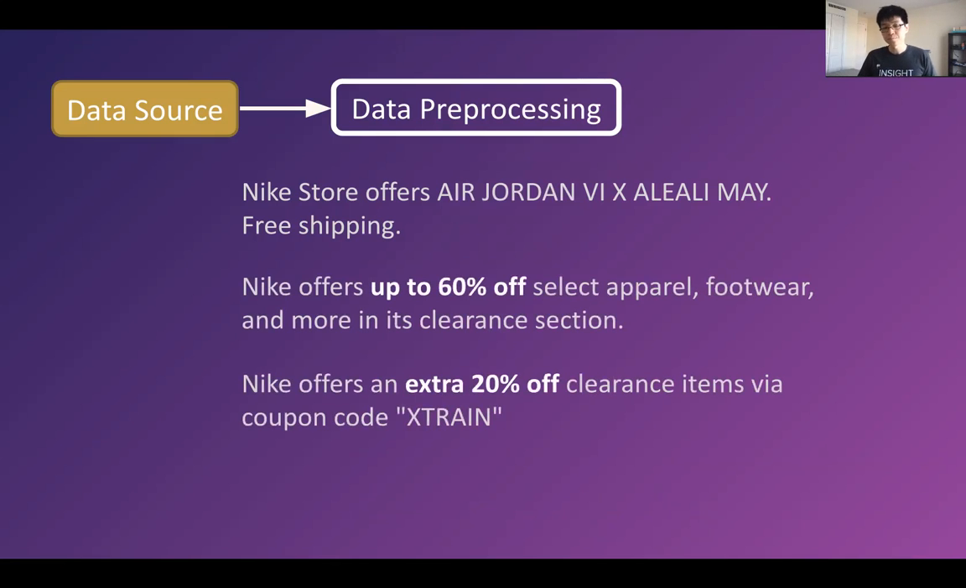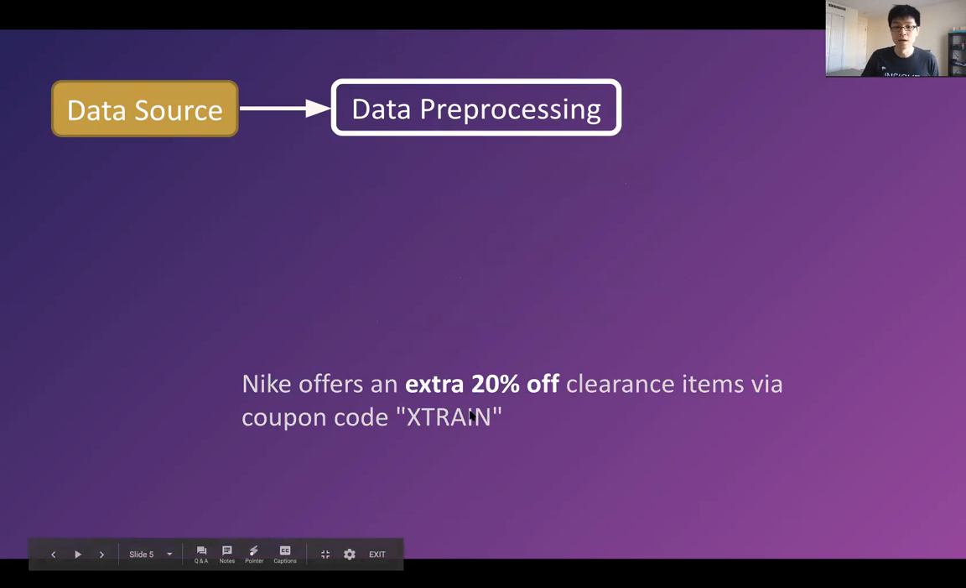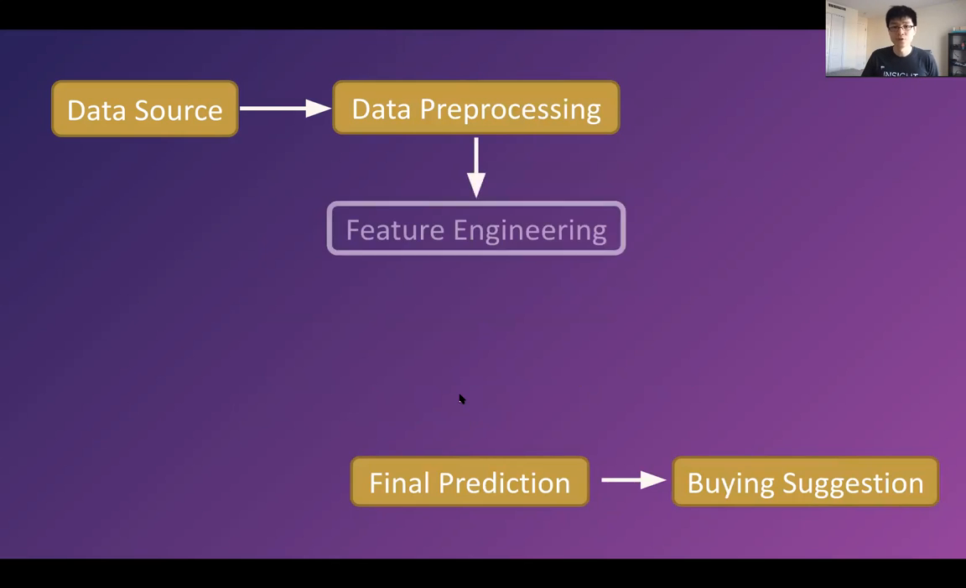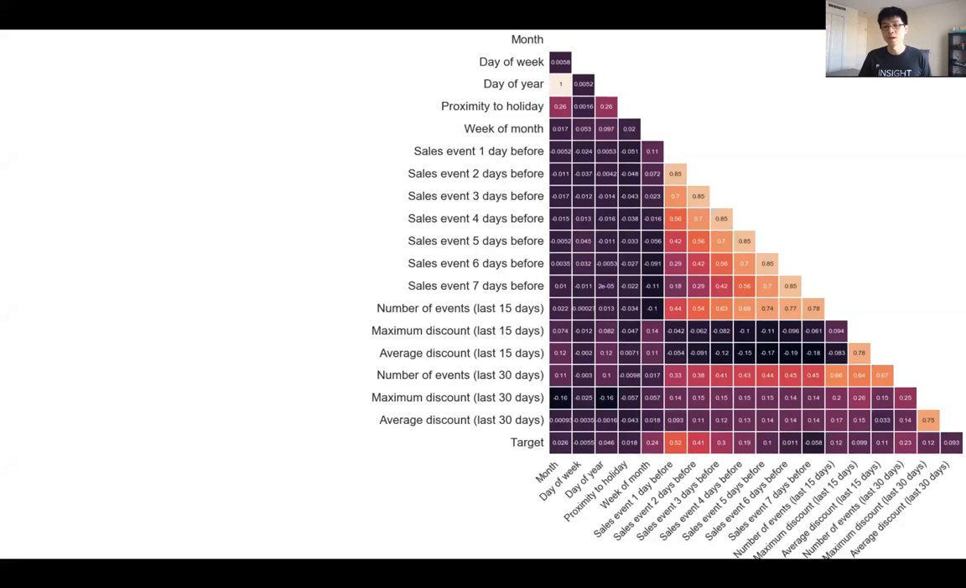And also, different sales events are very different. For example, here, up to 60% off for selected items is actually not as good as this extra 20% off for all the clearance items, although 60% off seems a larger discount. So the sales events I'm focusing on are the extra 20% off type of store-wide sales events.